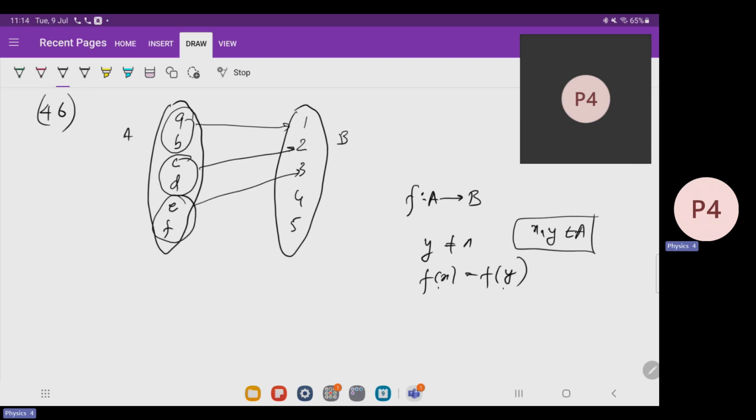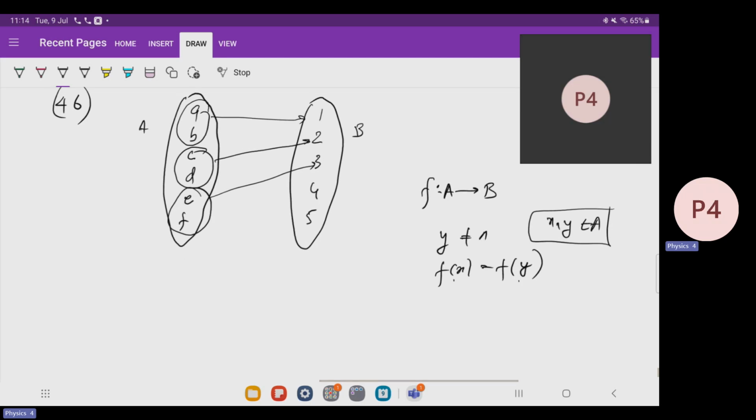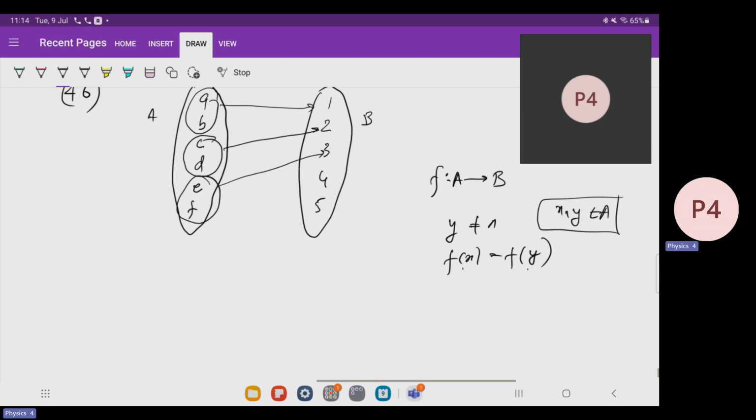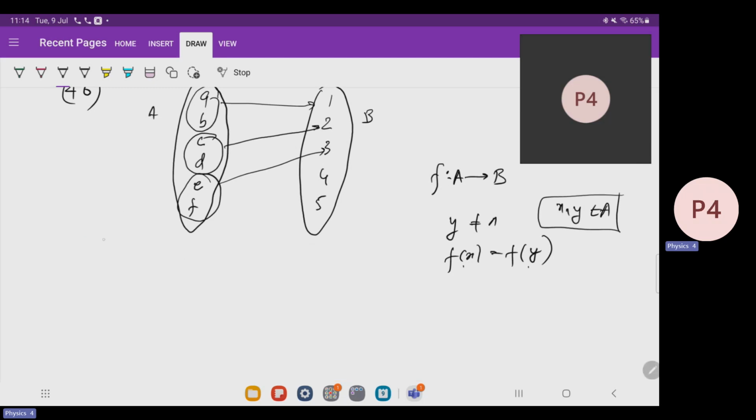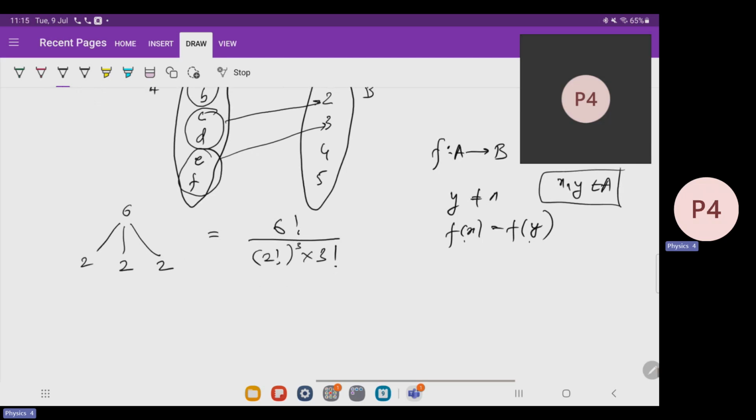So if you consider a is mapped to 1 and a has another partner b which is mapped to 1, there is no other element which is mapped to 1. Similarly cd, ef. So each element in A is part of a pair which is mapped to the same element in B. So this is one such function. How many such functions can you form? So the process is simple. A has 6 elements. So the number of ways in which you can divide the 6 elements into 3 equal groups of 2 is 6 factorial upon (2 factorial) cube into 3 factorial, since it is equal groups.